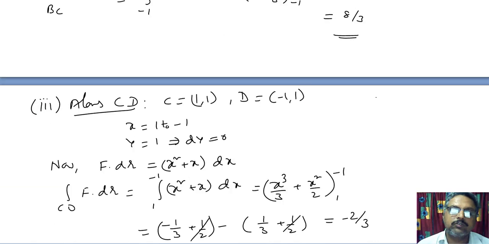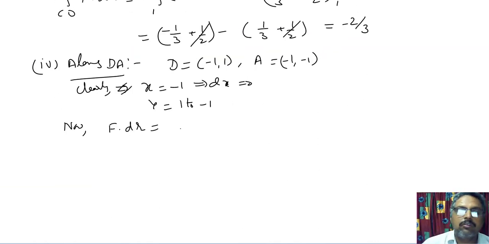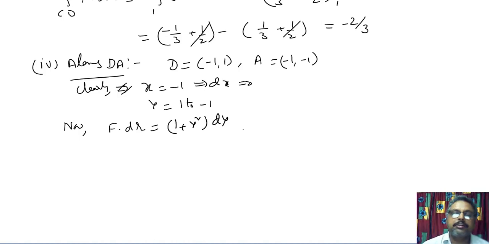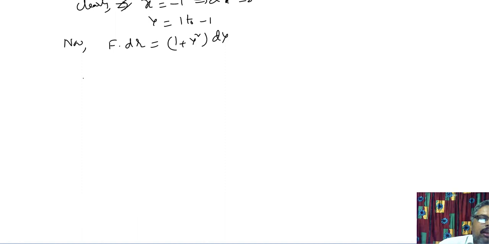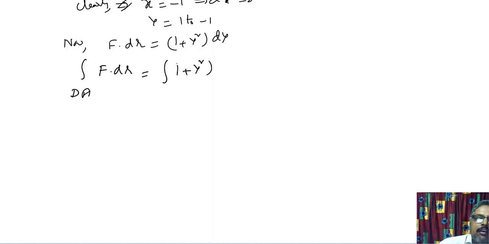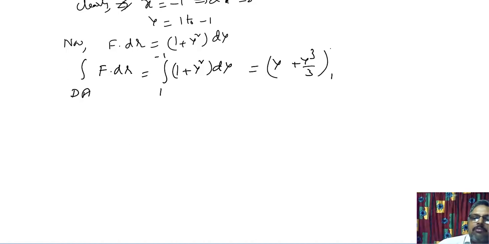Now integration. The integral along DA of F dot dr equals the integral of 1 plus y square dy from 1 to minus 1. The integration is y plus y cube by 3, with limits 1 to minus 1. First put y equals minus 1, minus 1 by 3. Now put y equals 1, 1 plus 1 by 3. So this is minus 8 by 3.